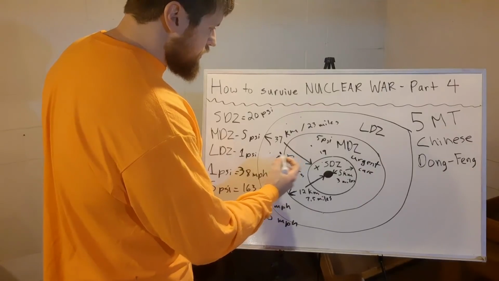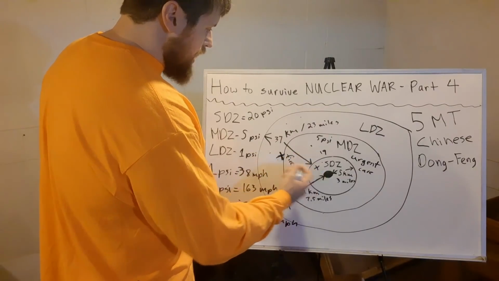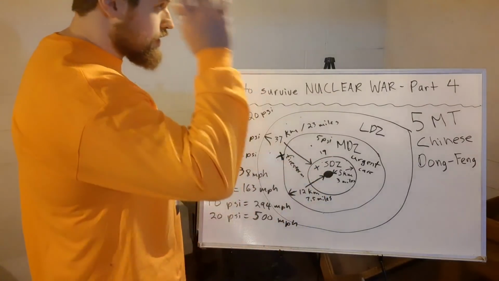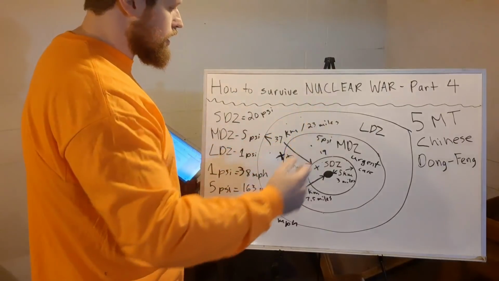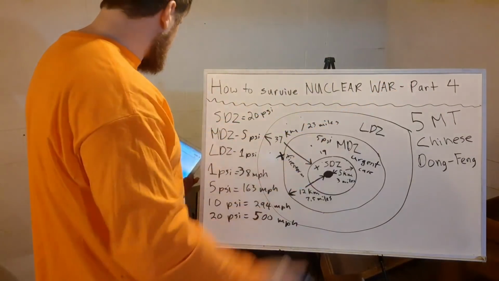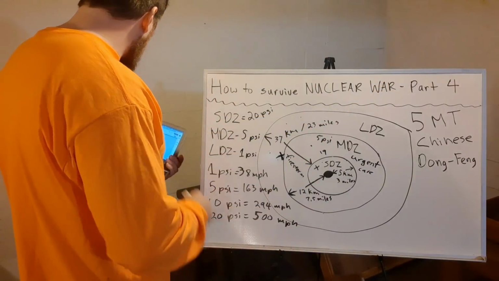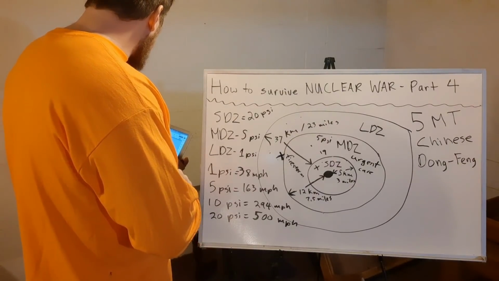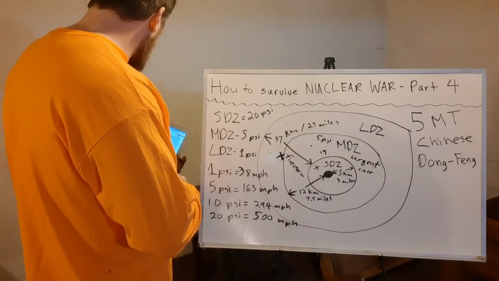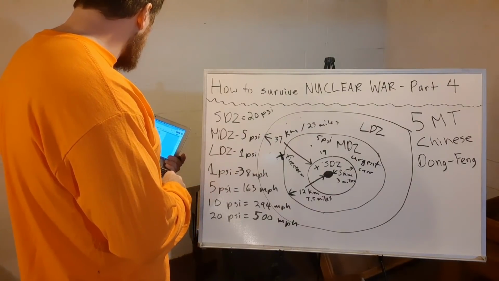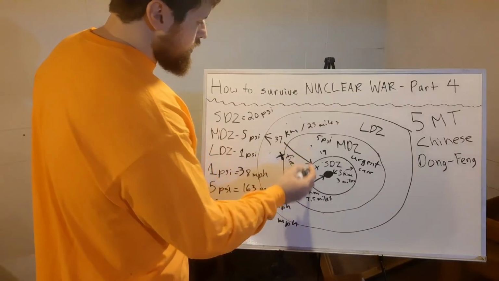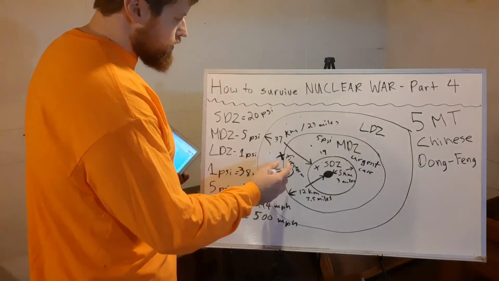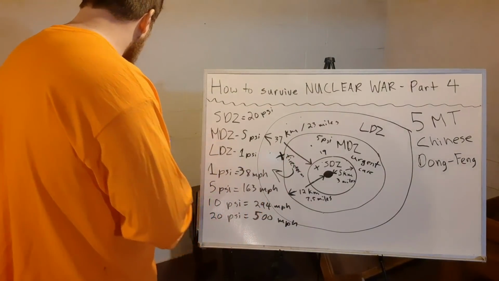So if you're closer to the moderate damage zone, you're possibly going to get lethal burns if you're within line of sight of the fireball, meaning you can actually see the fireball. There's nothing in the way, no buildings in the way. You're out in the open and you can see it. Fires will be a major concern in the LDZ depending on weather conditions. MDZ fires can quickly spread into the LDZ. Depending on the weather, these firestorms can jump into the LDZ. So that's something to think about.